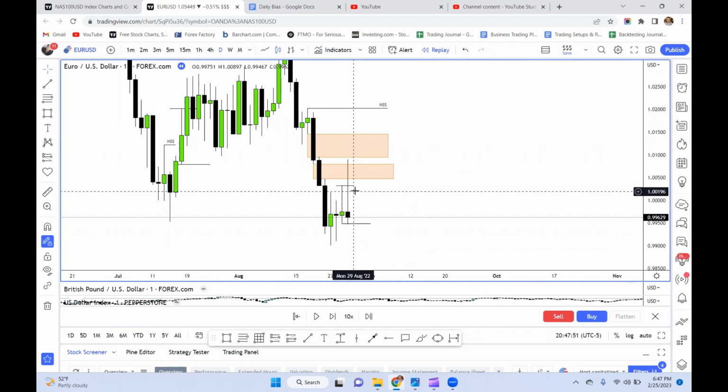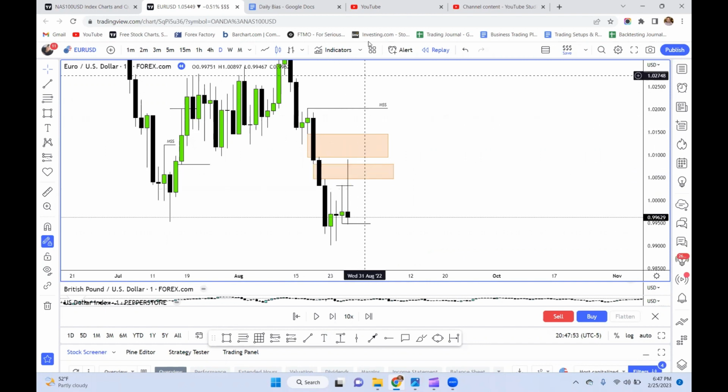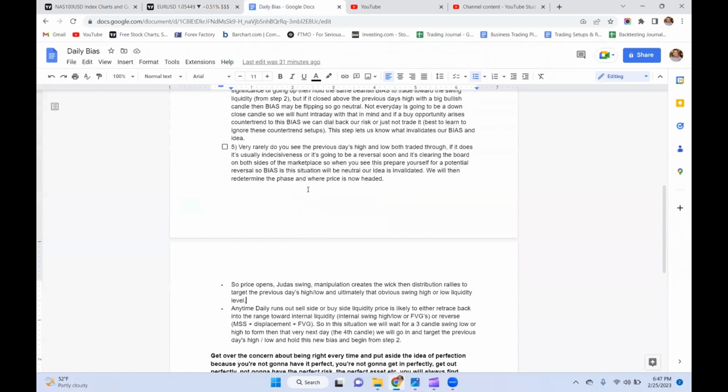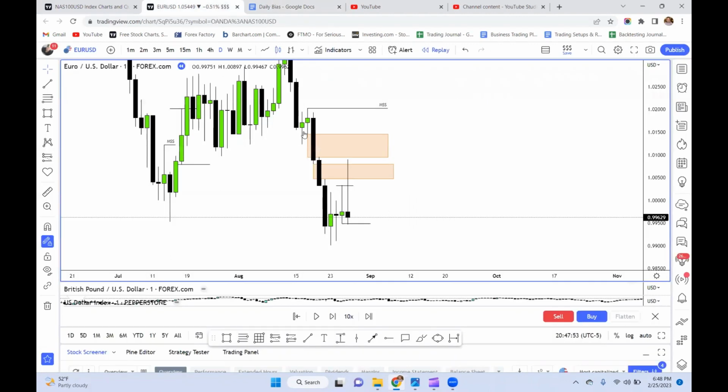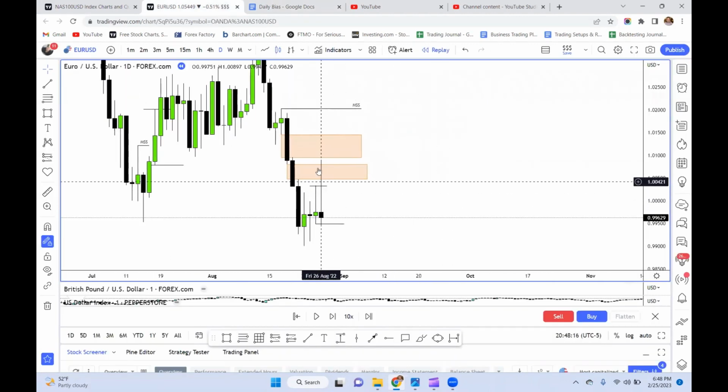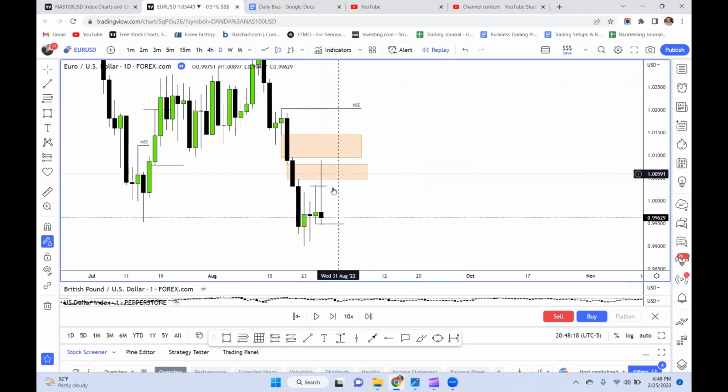We could potentially see a reversal incoming because, again, remember, very rarely do you see the previous day's high and low both traded through. If it does, it's usually indecisiveness, or it's going to be a reversal soon and it's clearing the board on both sides of the marketplace. So prepare yourself for a potential reversal, so bias in this situation will be neutral. Our idea is invalidated.